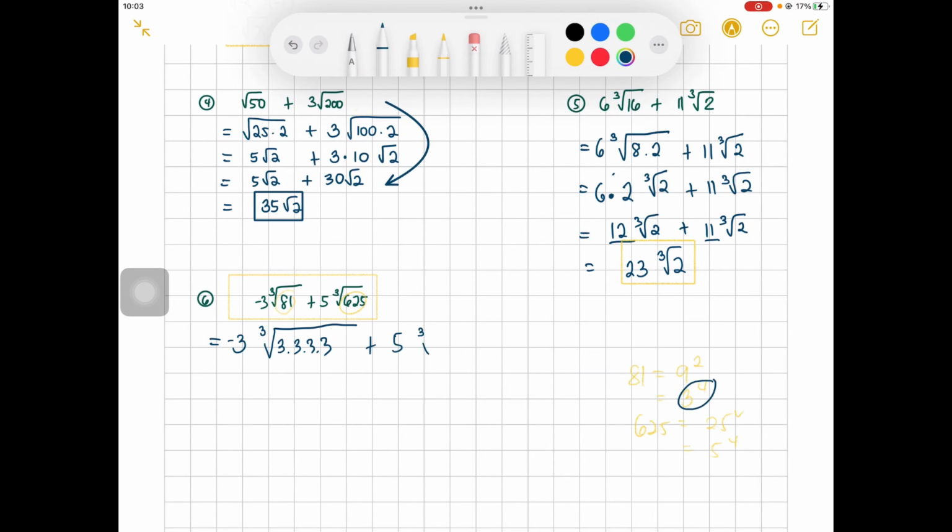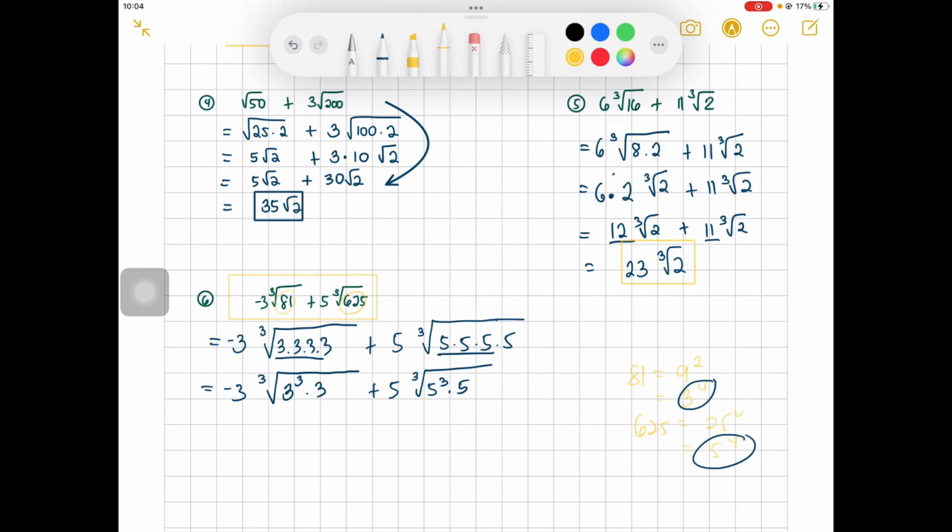Plus 5 cube root of 625. We write 625 as a power of 5: 5 times 5 times 5 times 5. So from this factorization, we can rewrite this as cube root of 3 cubed times 3, plus 5 cube root of 5 cubed times 5. So we were now able to write 81 as a product of a perfect cube and the number 3, and similarly 625 is written as a product of a perfect cube and 5.